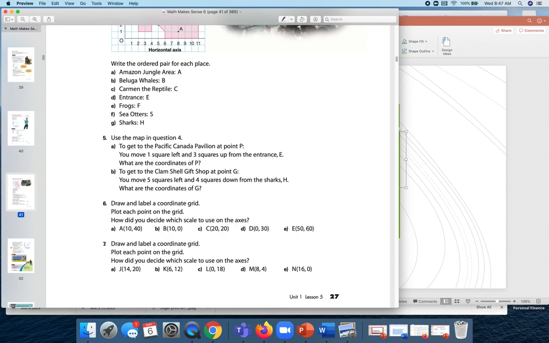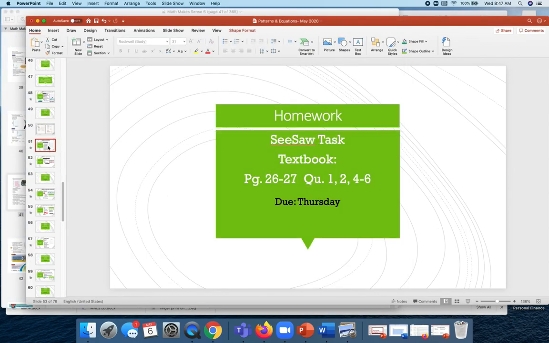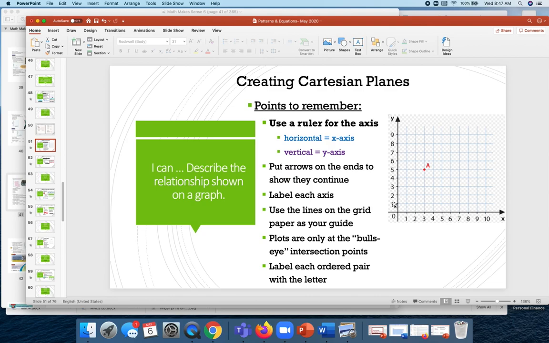So figure out something else. How else could you label the axes? Rather than going 1 to 60, 1 to 50, that's insane. What else could this be? Maybe it could be 10, 20, 30, 40, 50, 60. Maybe you want to skip count by tens. Maybe you want to skip count by fives. Maybe you want to skip count by twos.